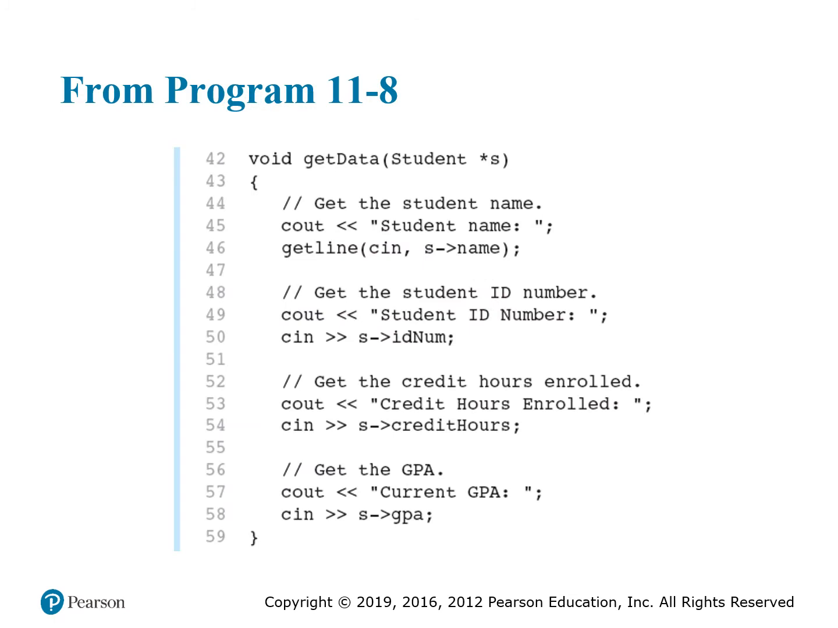So here we have another version of our get data function, but this time we pass a pointer to student so that any changes we make to S in the function automatically get carried back to the student that was passed to us, and we use S arrow name, S arrow ID, S arrow credit hours, S arrow GPA.